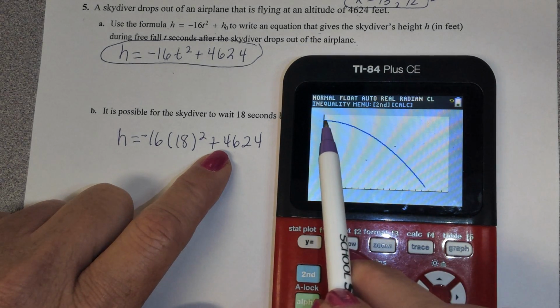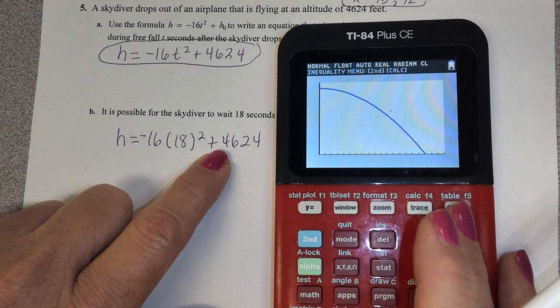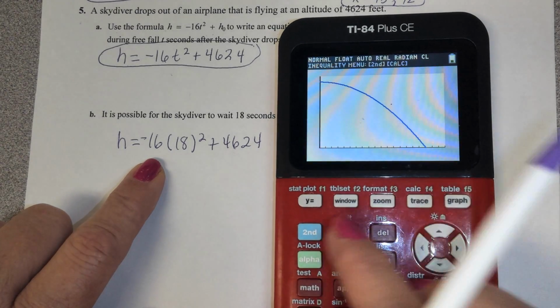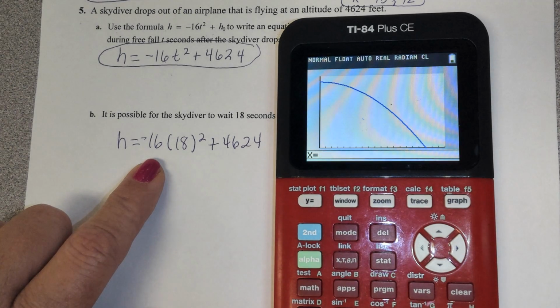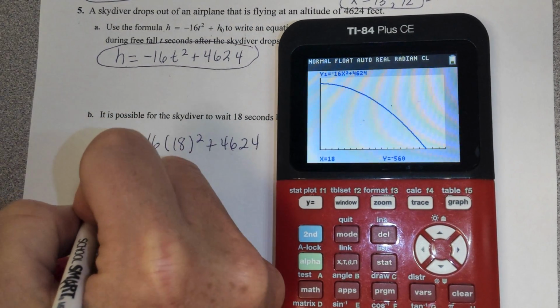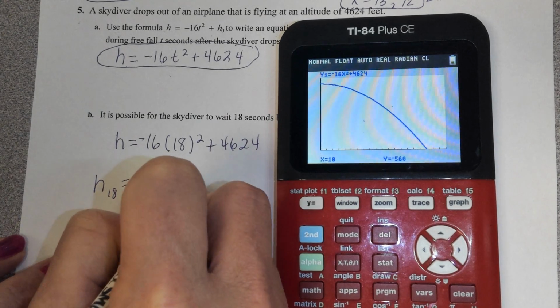Here's the skydiver's height at time 0. Okay? So to do this, I have two ways. I could look at the table, or I could just do a second trace, calculate a value at 18 seconds. And the height at 18 seconds is negative 560 feet.